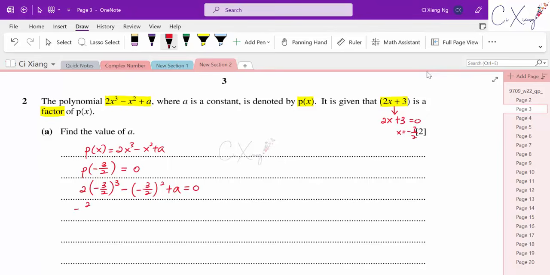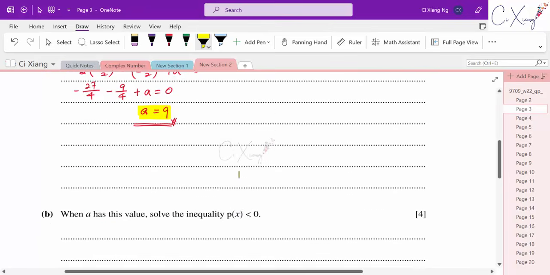If we further simplify all the terms here, we'll get a equals 9. So this is how we get the value for a. We are using the factor theorem here. And then let's continue to part B.